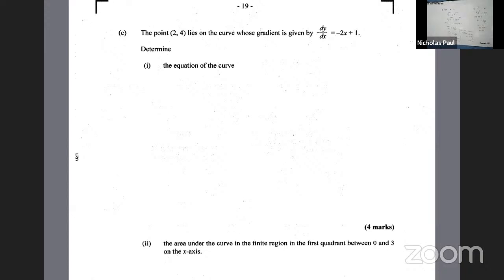So to get the equation of the curve, you have to what? You have to integrate and then you have to plug in 2, 4 to get C, right? Nice. Then you have to integrate to get the area underneath. Good, I'm gonna do this now.